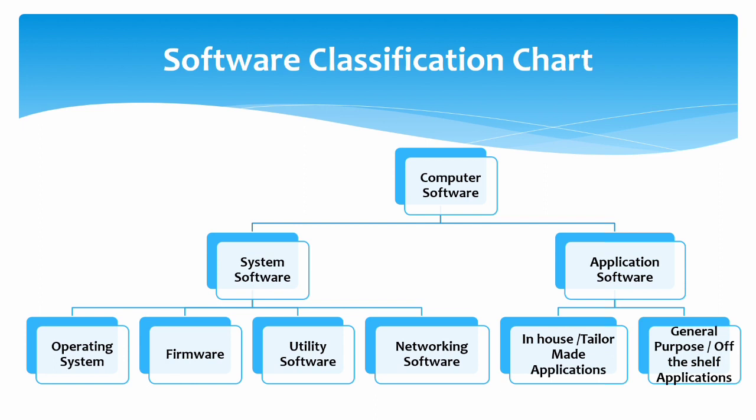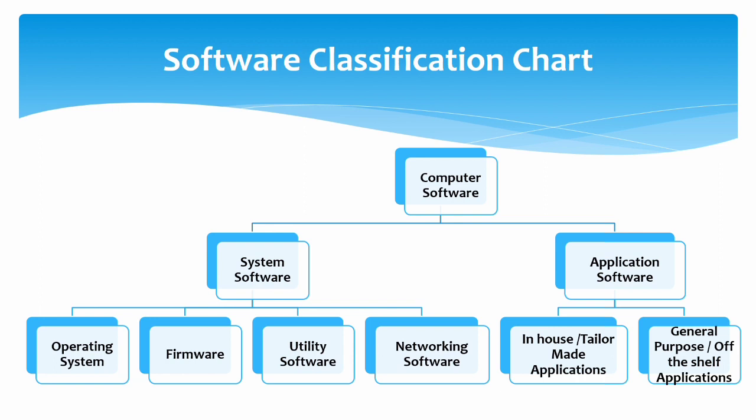I started by saying computer software is divided into two. We have the system software and the application software on one side. On the system software side, we have the operating system, we have firmware, we have utility softwares, and we also have networking softwares. Those four are the main types that fall under system software. The other side, for application, we have the in-house or tailor-made applications. These are softwares that are used in companies to generate receipts, to generate reports, do invoicing, do quotations. They fall under in-house or tailor-made.